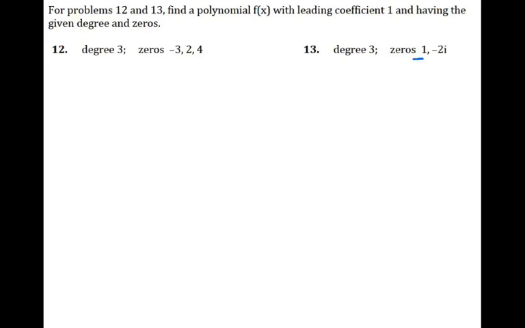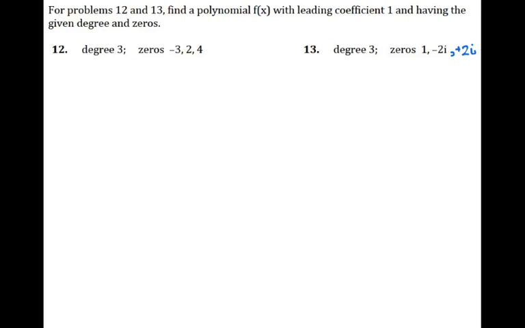Well, my third 0 comes from the fact that this negative 2i has a conjugate pair. So my other 0 for negative 2i is going to be a positive 2i. Your imaginary zeros always come in pairs, so we'll have to make a note of that and make sure we put that second 0 with the other zeros.